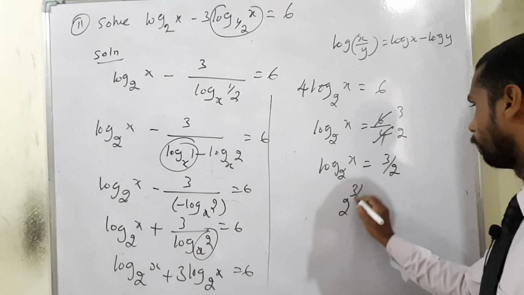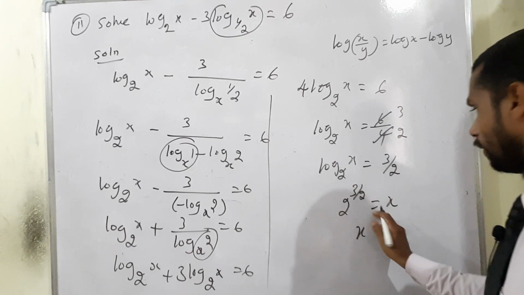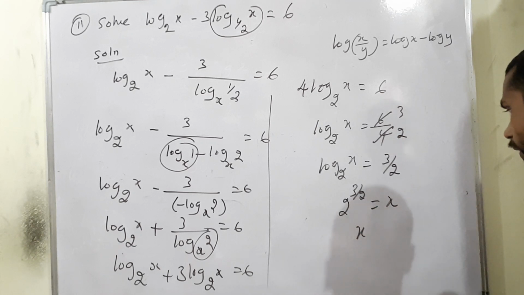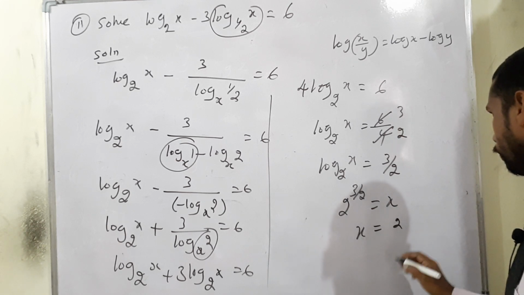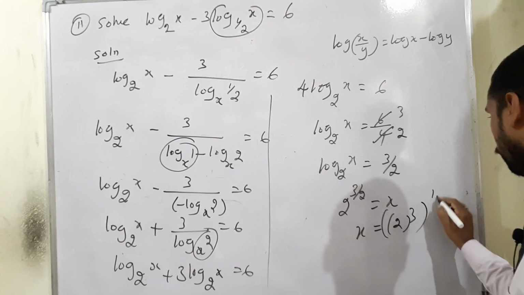Exponents means 2 to the power 3 by 2 is equal to x. Therefore, we can say x is equal to 2 power 3 by 2. Otherwise, we can write another answer also. x is equal to 2 power 3, the whole power of 1 by 2, isn't it?